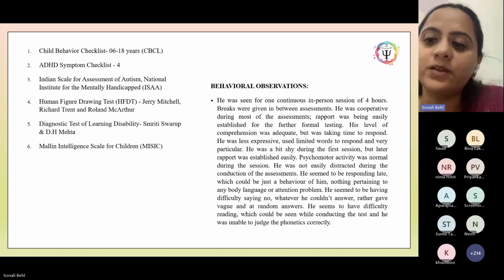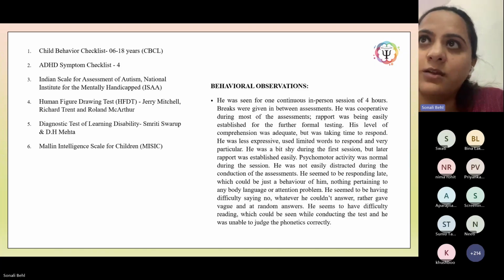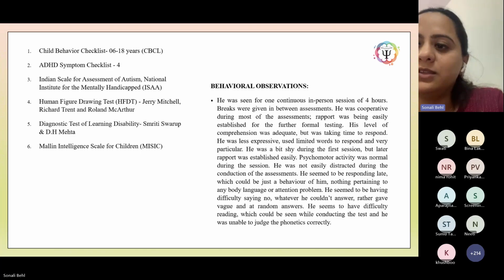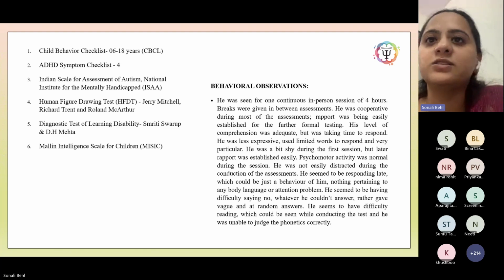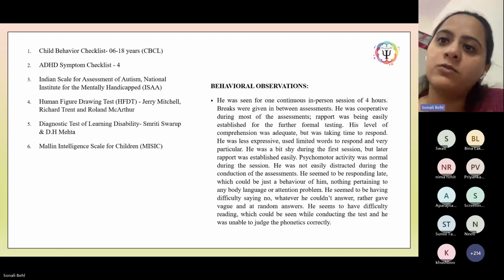Also, you can give him some reinforcements like, okay, you complete this, I'll bring you this. This will help with understanding and make it easier for the child to work and be cooperative in the session.